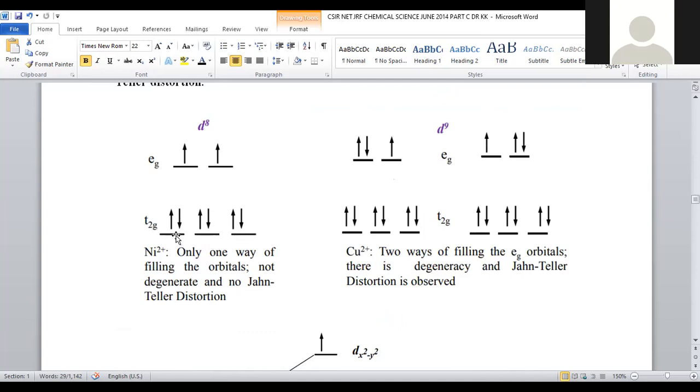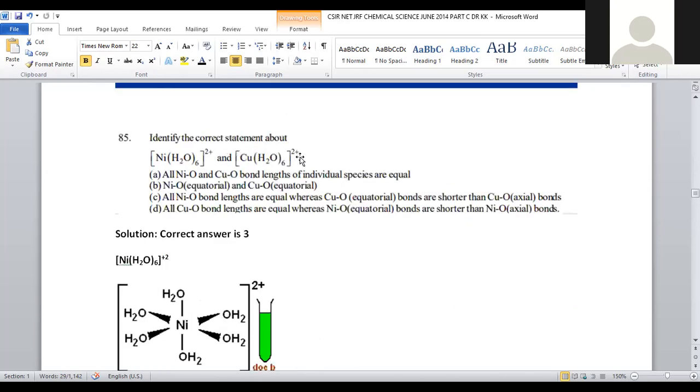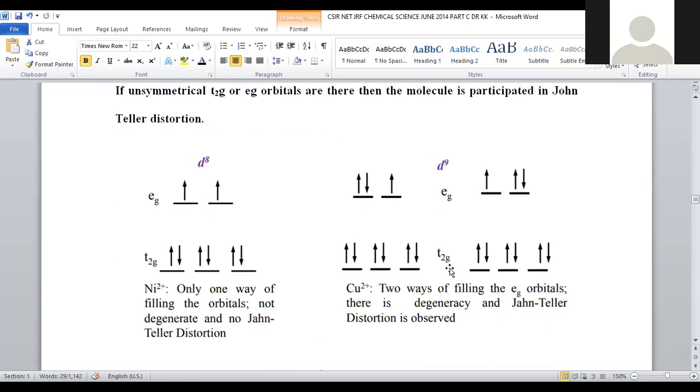And T2g is completely symmetrically filled, all orbitals are completely occupied. Eg orbitals are half filled. Again, you can say it is the symmetrically filled one. Wherever symmetrically filled T2g and Eg orbitals are available, in that case, Jahn-Teller distortion is not at all possible. And this molecule occupies the regular octahedral geometry, and all the bonds are naturally non-distorted and exactly equivalent in nature, because all are symmetrically filled.